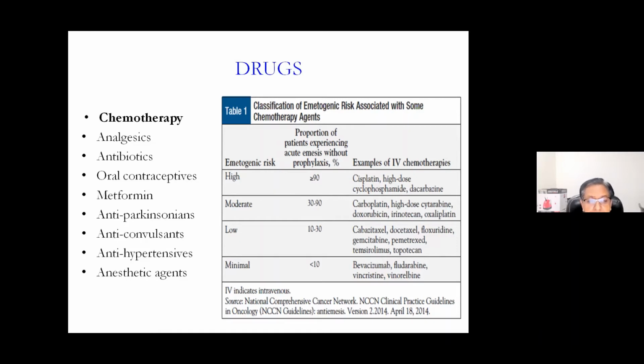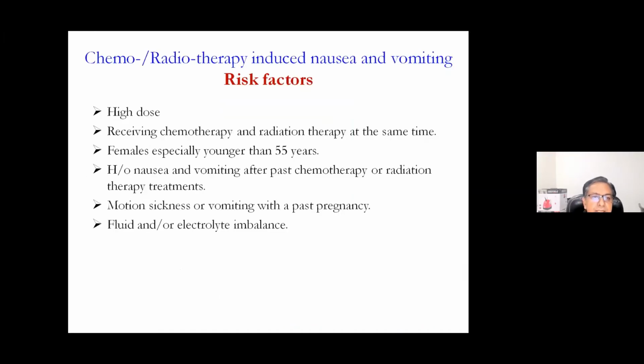Some drugs have moderate emetogenic potential, like carboplatin, cytarabine, doxorubicin, and oxaliplatin, and some other drugs have low potential, like docetaxel, pemetrexed, gemcitabine, and other drugs like bevacizumab and vincristine. So understanding the drugs being administered as part of the chemotherapeutic regimen, which is usually a combination of drugs, we need to consider whether the drugs have high, moderate, low, or minimal emetogenic potential, and hence we will be able to decide the type of antiemetic drugs to be used.